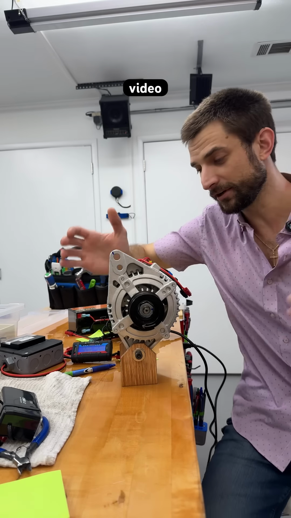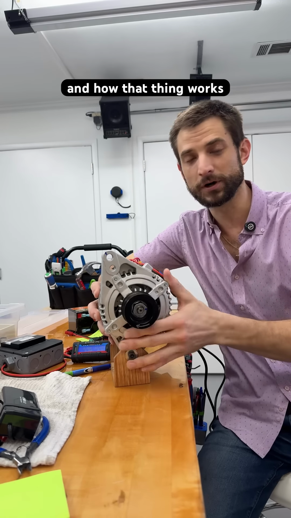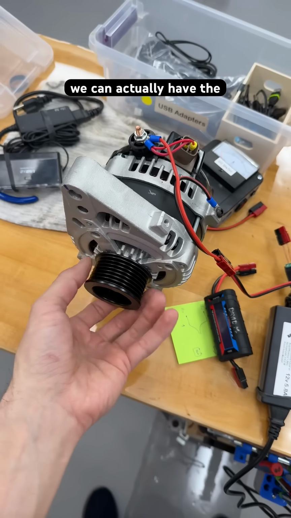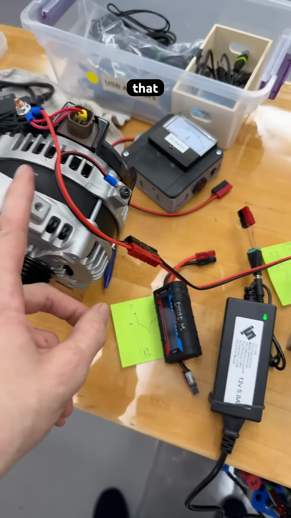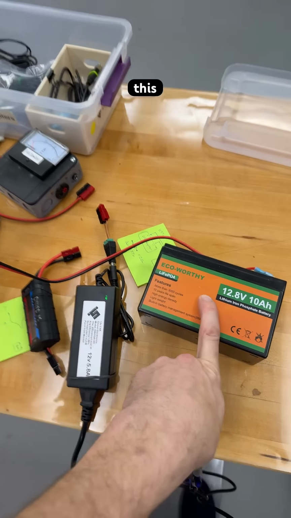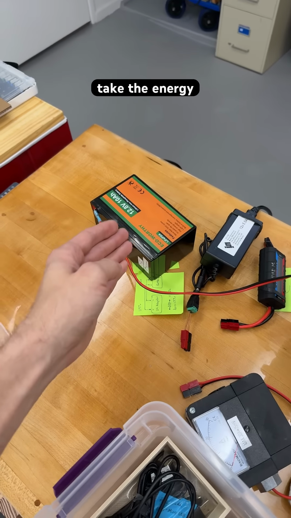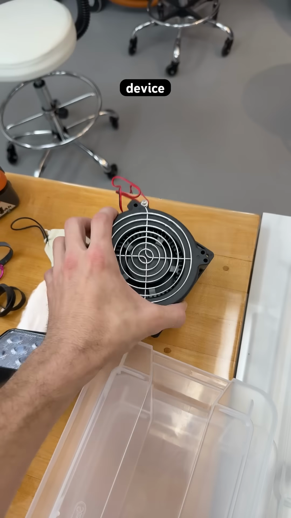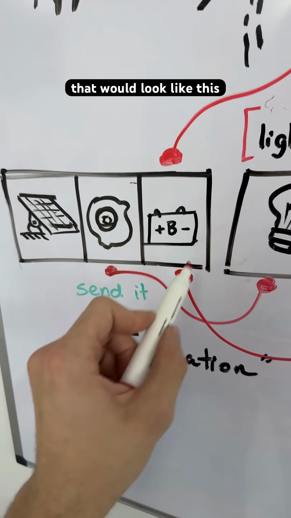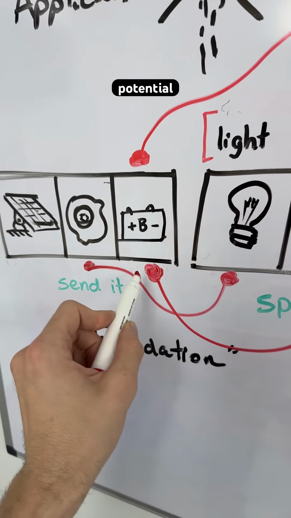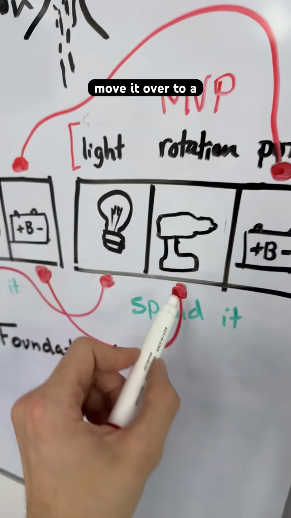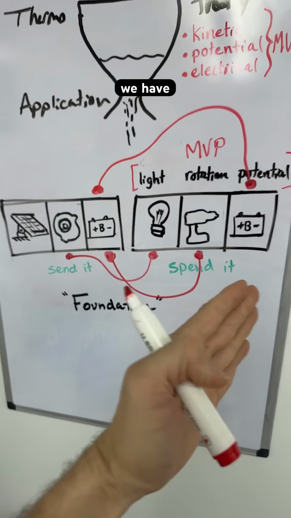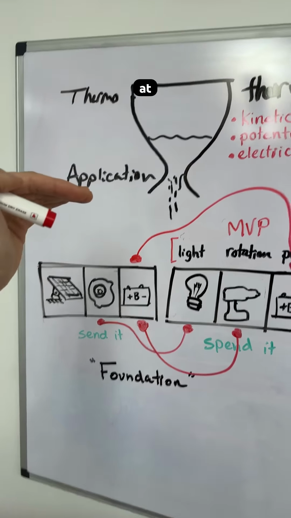My other recent video featured an alternator and how that thing works that comes out of a car. Instead of this DC adapter, we can actually have the alternator generating power that gets sent into this same battery. Or we could also take the energy out of this battery and send it to a rotating mechanical device like a fan. That would look like this, where we take this potential energy and move it over to a rotating thing.